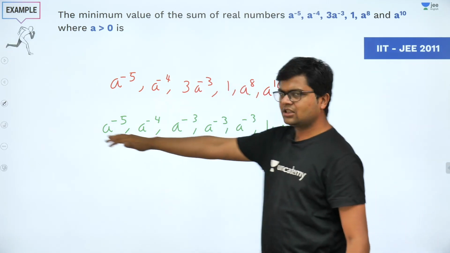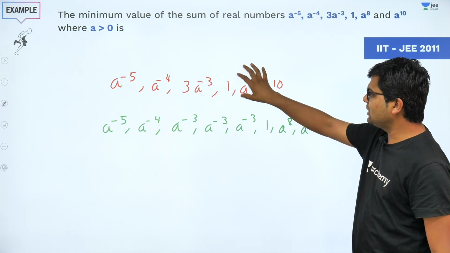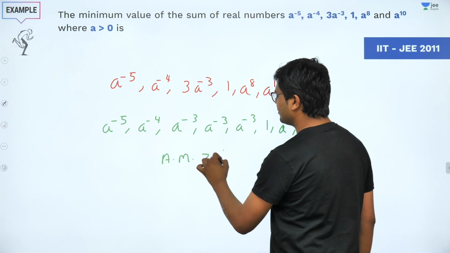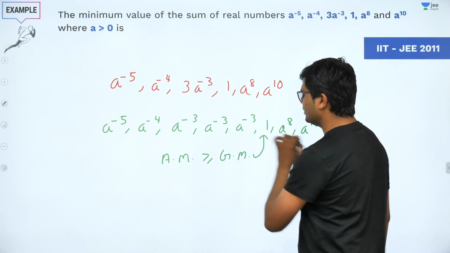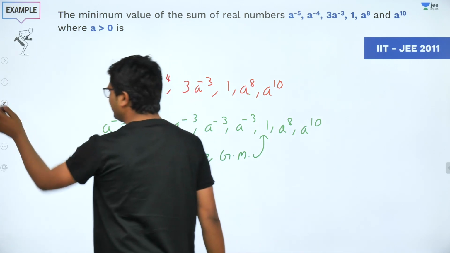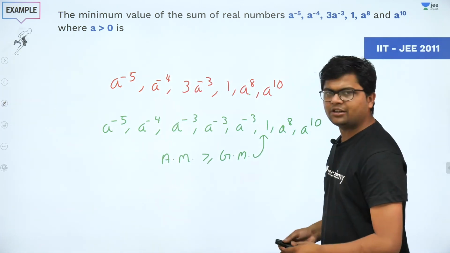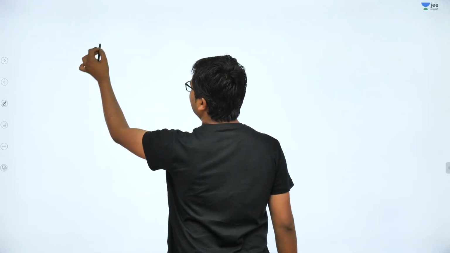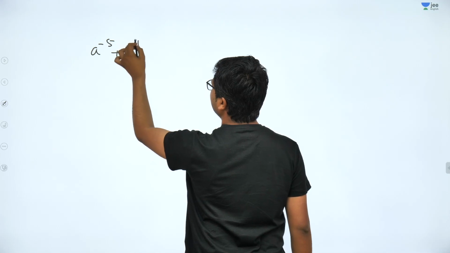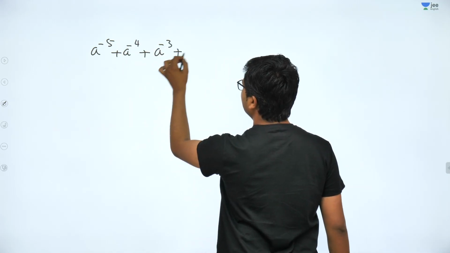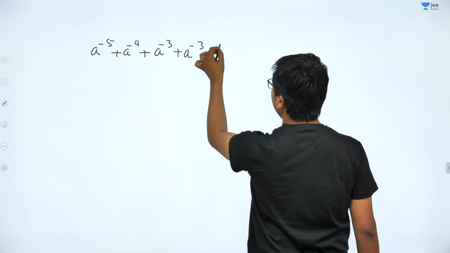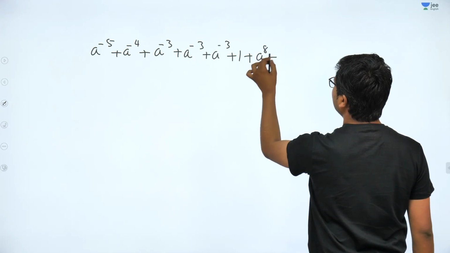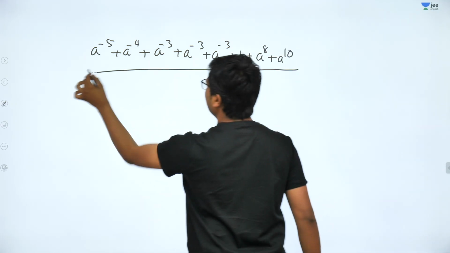Now on these numbers apply AM-GM because the sum of these and these is equal. Now just apply the inequality which says that AM is greater than or equal to GM and apply this on these numbers. Getting my point? So AM of these numbers, how many terms are there? 1, 2, 3, 4, 5, 6, 7, 8. Okay. So a to the power minus 5 plus a to the power minus 4 plus a to the power minus 3 plus a to the power minus 3 plus a to the power minus 3 plus 1 plus a to the power 8 plus a to the power 10, divided by 8.